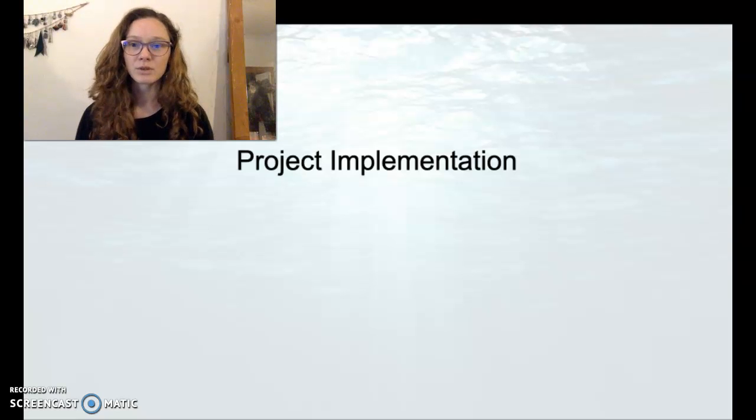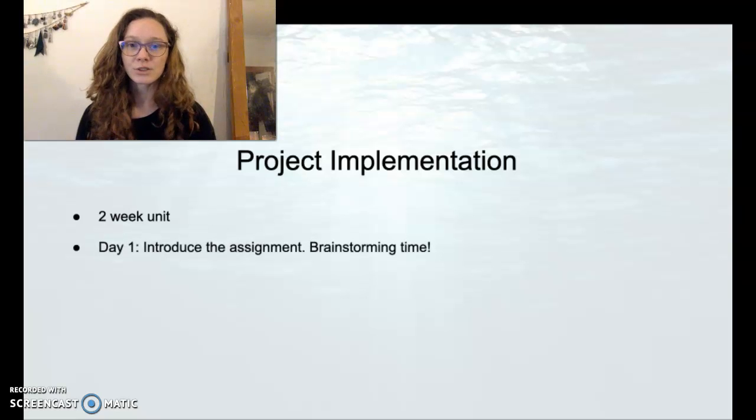So just a couple notes on how I think this project will be implemented. Typically this is a 2-week unit on the human influences on water. And so I want to start early. I want to introduce this assignment on day 1 and provide some time for students to brainstorm on what direction they might want to go in based on the implications we've already talked about for water quality. And I might even break students up into groups based on different themes.